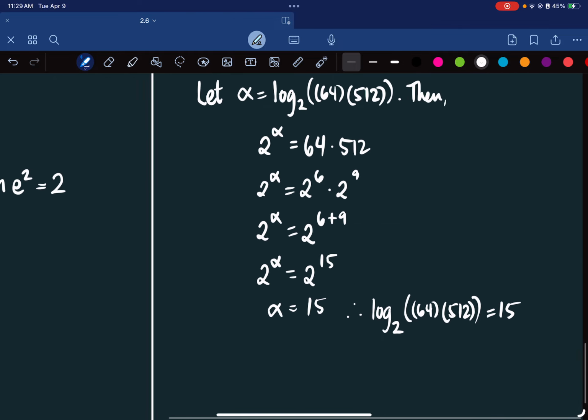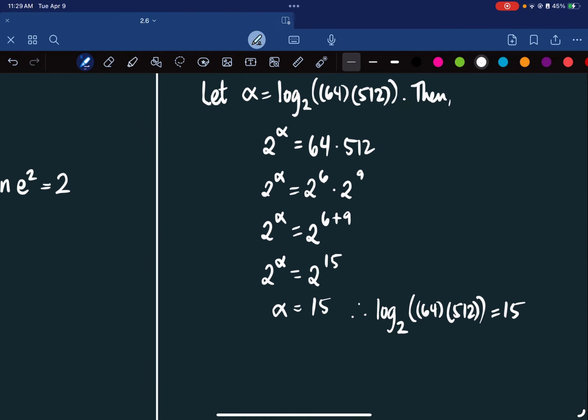And this is the last example for this discussion. So please check the second part of our discussion so that you can learn the properties of logarithms and how to solve logarithmic equations.